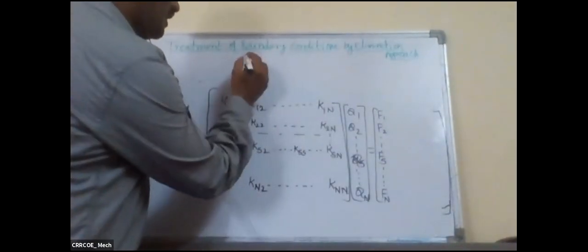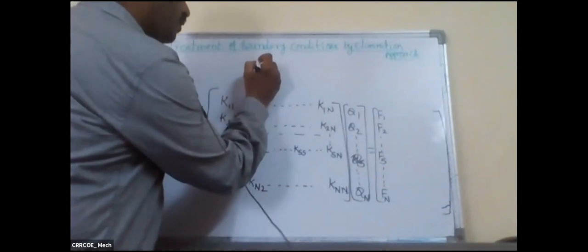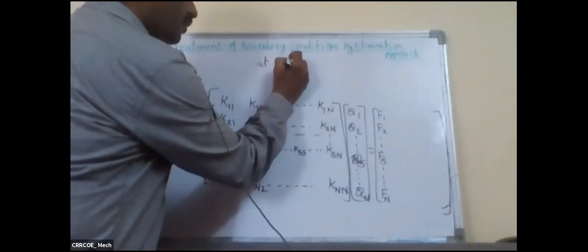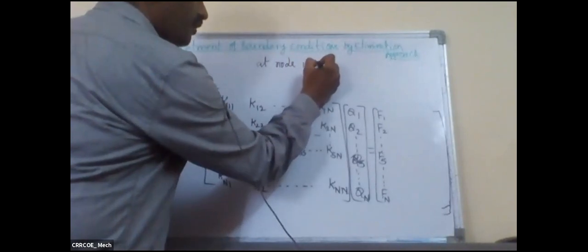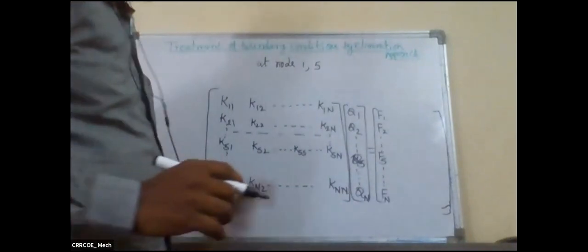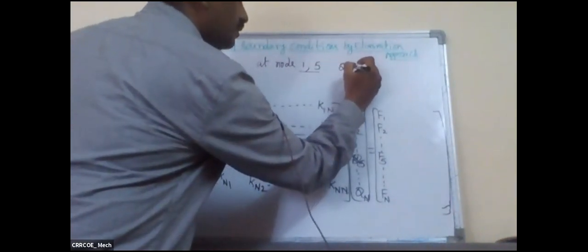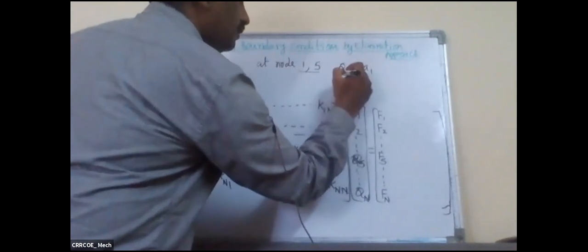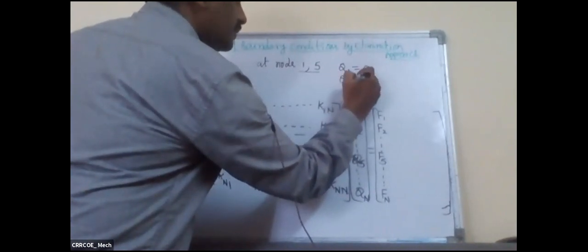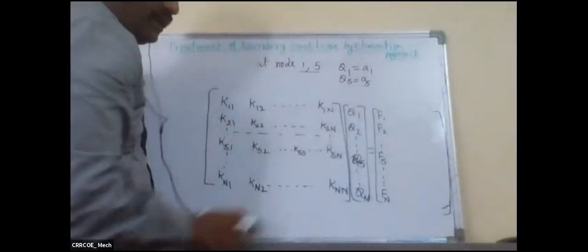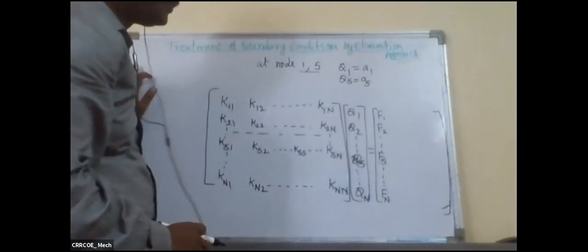For example, if I consider a structure with fixed supports at node 1 and node 5, we consider at node 1 the specified displacement Q1 equal to A1, and at node 5 the specified displacement Q5 equal to A5. The structure has n degrees of freedom in general.